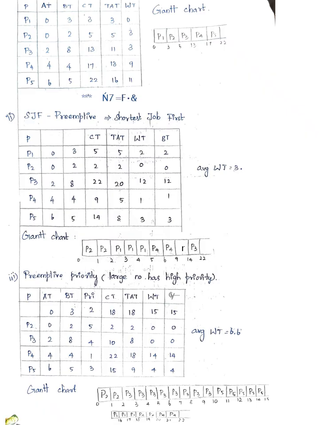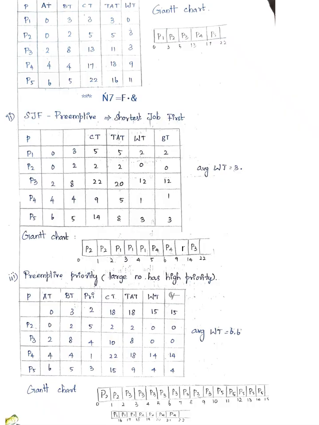So we will have to go one by one only. P2 will go for only one unit, that is 1. Until 1 it will do the process. Then after 1, it will check whether any process has arrived or not. No, P3 has arrival 2, so it has still not arrived. So again it will run P2. Again P2 will run, and 2 will be completed. So P2 will be completed.